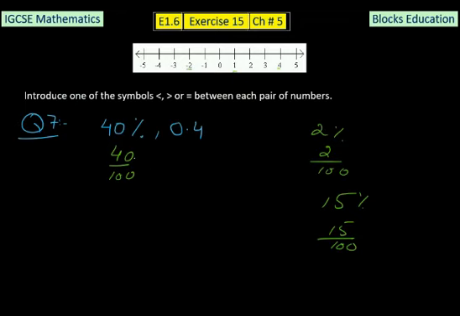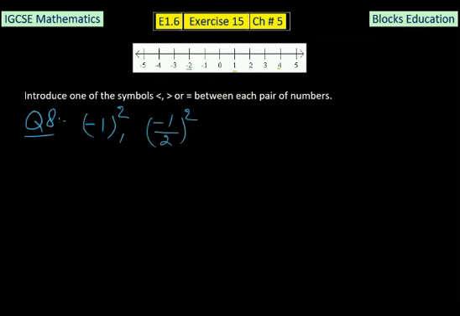So it is 40/100, and you can simplify it. It is 4/10, and 2 2s are 4, and 2 5s are 10. So it is 2/5, and 2/5 is 0.4, which is equal to 0.4. So it means these two are the same. So you can write 40% is equals to 0.4. These two numbers are the same.